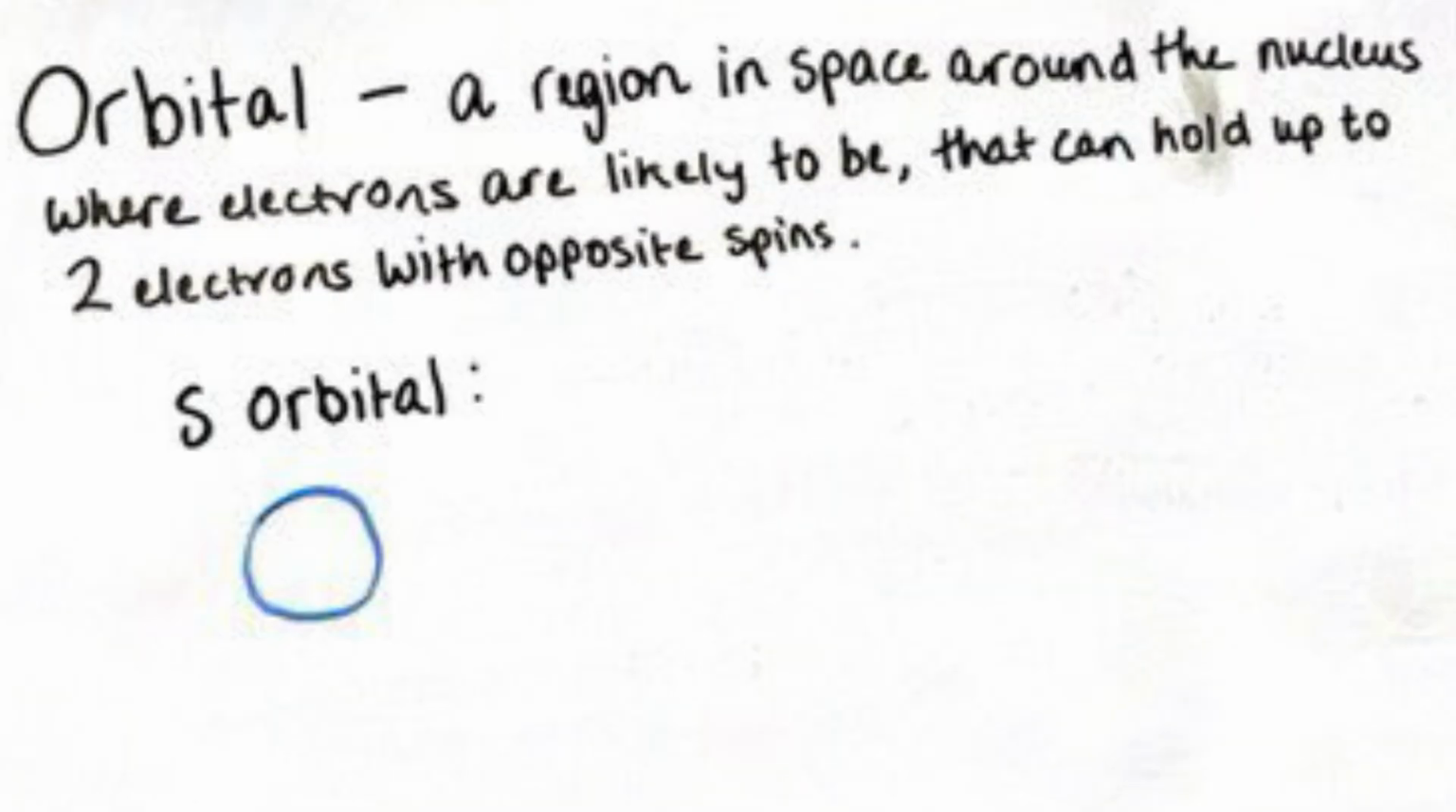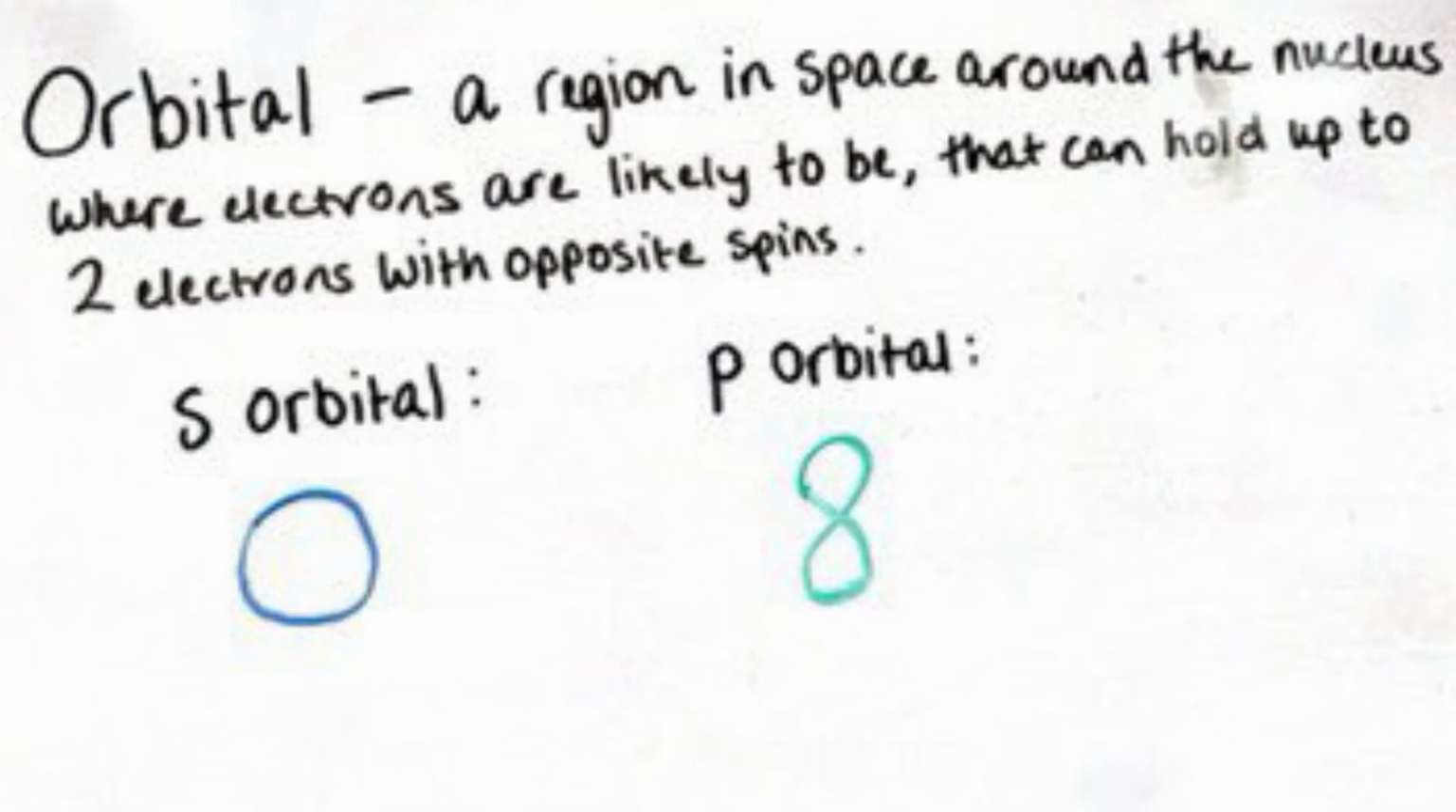Each s subshell contains one s orbital with a spherical shape. This can hold a maximum of 2 electrons. Each p subshell contains 3 p orbitals that each have a dumbbell shape. Because each orbital can hold up to 2 electrons, a p subshell holds a maximum of 6 electrons. There are also d and f subshells, which whilst may not have been focused on at A level and won't be highlighted in this video, they are important to note at degree level.